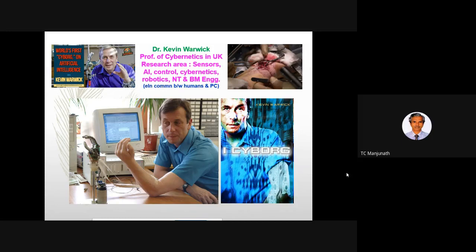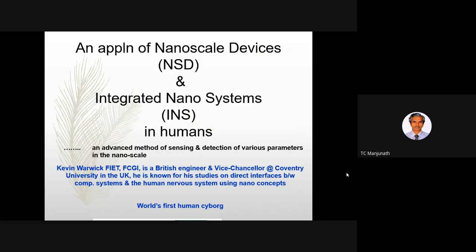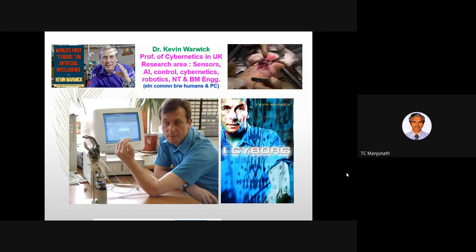Now, what he did, this Dr. Kevin Warwick, he designed a nano chip or a nano sensing device, in line with the nano systems whose development I showed you in all the previous slides. He designed that nano device, and he inserted it into the left arm of his body. You can see there the left arm with the bandage, right?